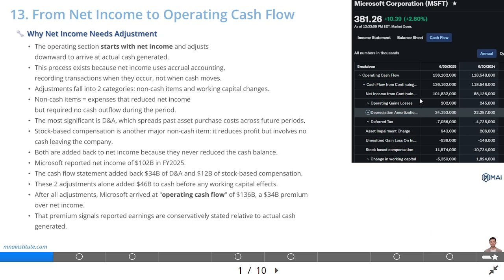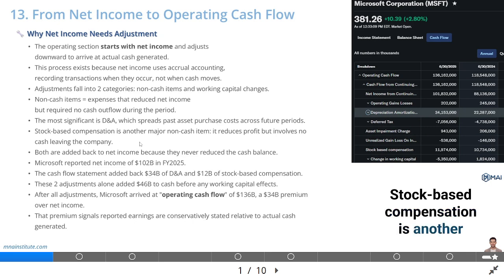This process exists because net income is calculated under accrual accounting, which records transactions when they occur, not when cash changes hands. The adjustments fall into two categories: non-cash items and working capital changes. Non-cash items are expenses that reduce net income but required no cash outflow during the period. The most significant is depreciation and amortization, which spreads the cost of a past asset purchase across future periods.